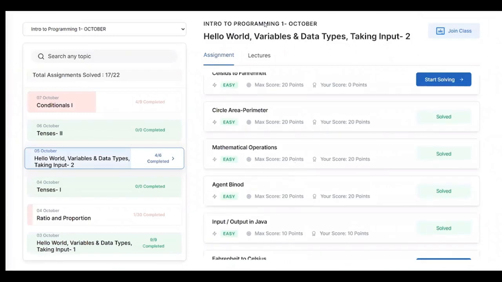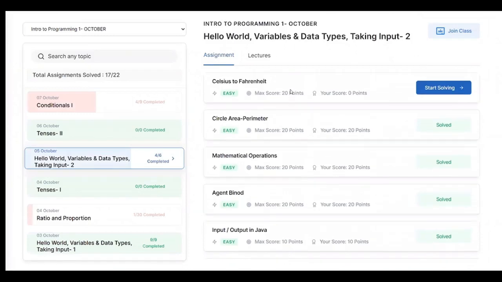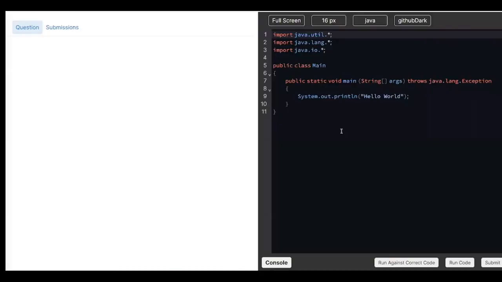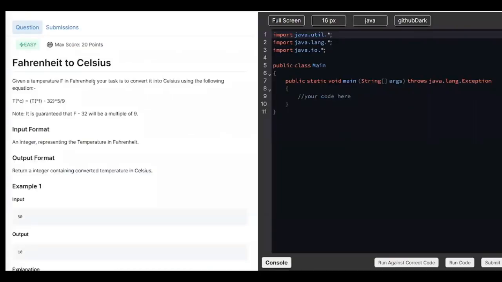So now we need to discuss Celsius to Fahrenheit and Fahrenheit to Celsius. Let's quickly do them, right? So let's come to Fahrenheit to Celsius. Okay, guys. So let's read this question, right? Given a temperature F in Fahrenheit. So you are given a temperature in Fahrenheit. Your task is to convert it into Celsius using the following equation.